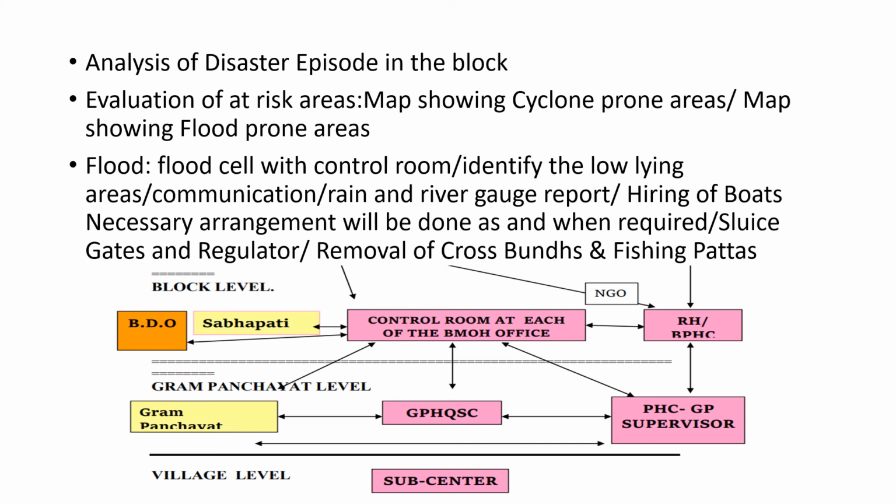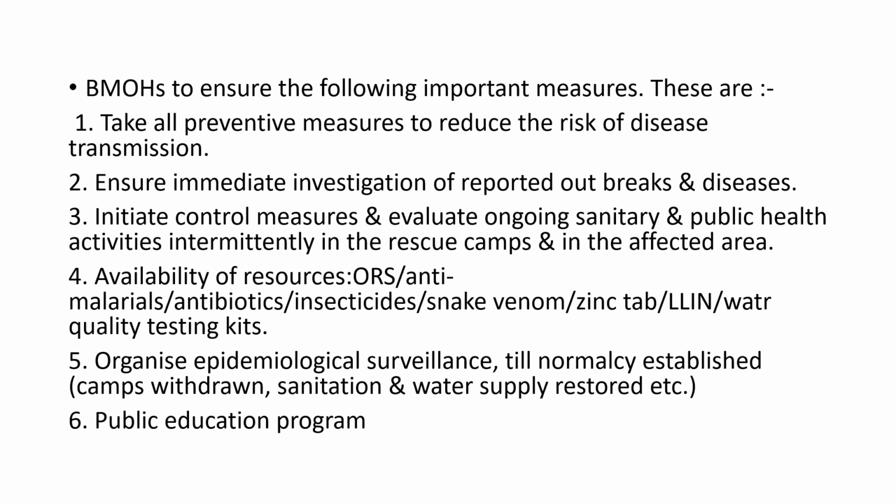So this is basically a flow diagram of how, at the block level, the disaster management cell is interlinked between the BDO and the control room, from the rural health centers or BPHC, and again from the PHC to the BPHC as well as the control room, the GP headquarters sub-center, the Gram Panchayat, and from the Gram Panchayat again to the control room. So there is a lot of coordination in between these.